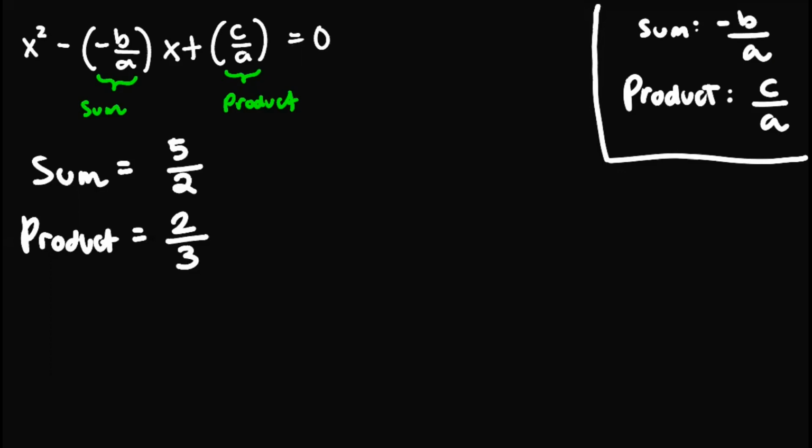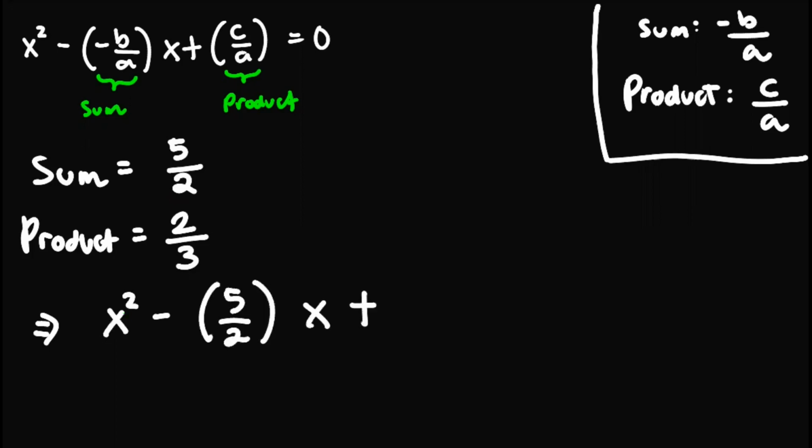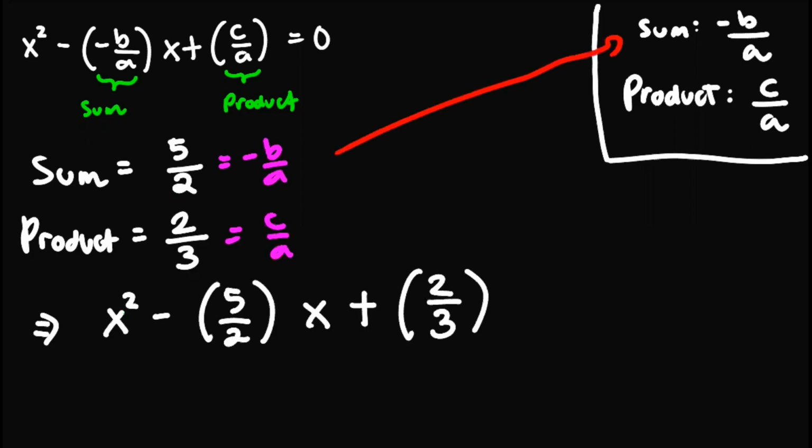Well, using this concept out here, we know that the quadratic equation given the sum and product is simply x² - (-b/a)x + c/a, or simply the sum, which is 5/2, x + 2/3, since this is the product, this is c/a, and this is the -b/a from out here, equals 0. And we now have a quadratic equation.